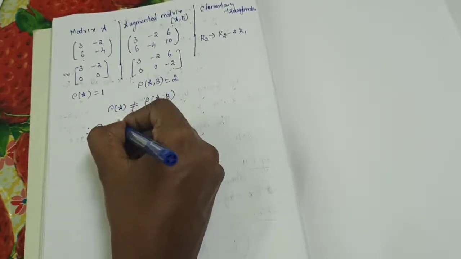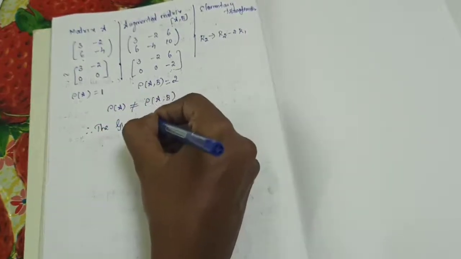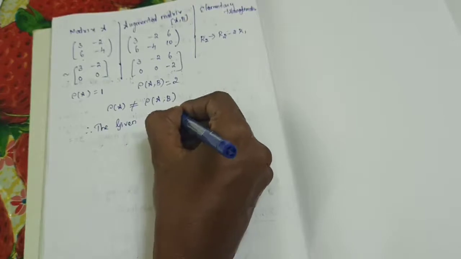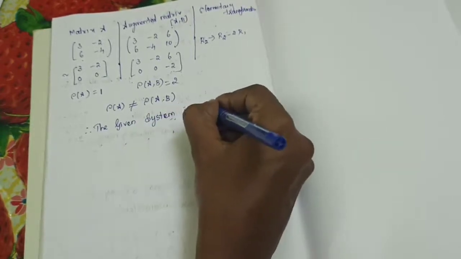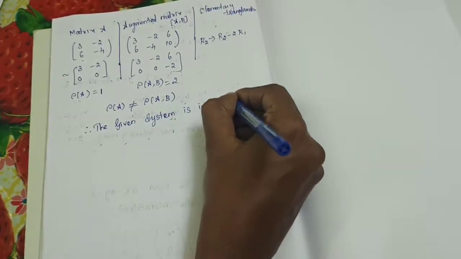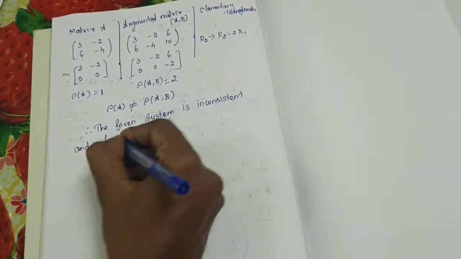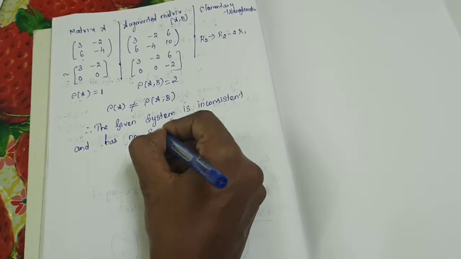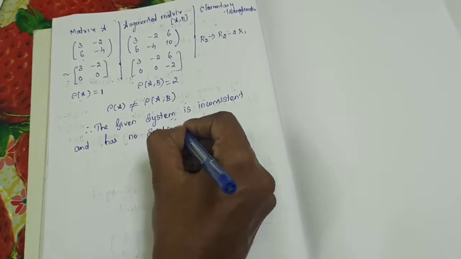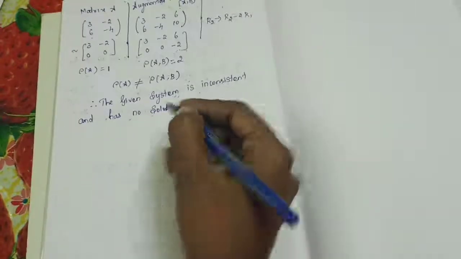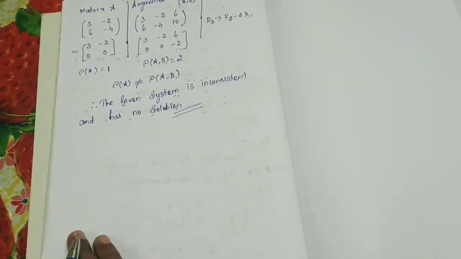Therefore, the given system is inconsistent and has no solution. Understand? The system is inconsistent and has no solution. That's all. Understand, all of you? I hope you got it. Okay?